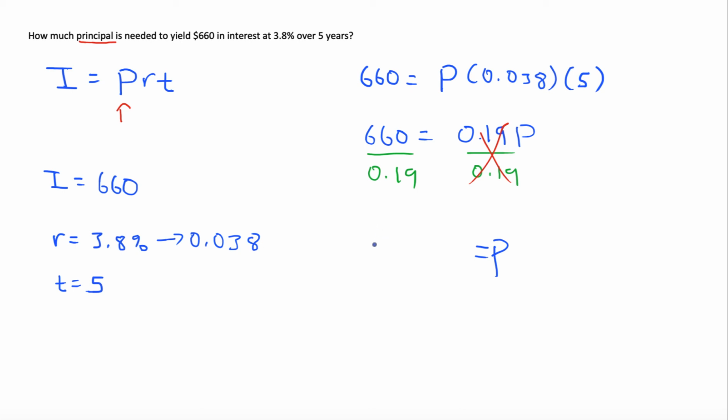Now, when you do so, notice what happens. Well, in your calculators, there's no way we can do this in our minds, but in our calculators, what do we get? We get 3473.6842, and this number keeps going on, right?